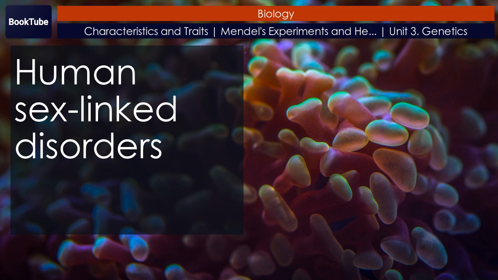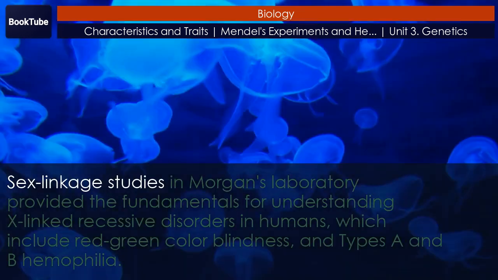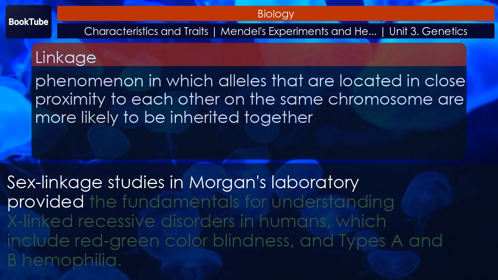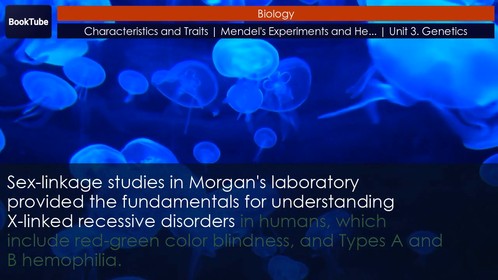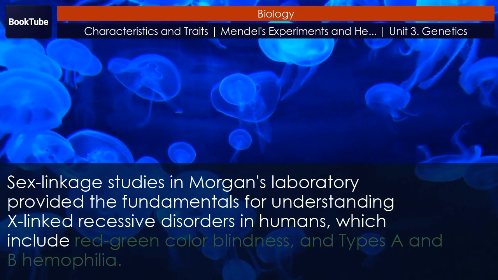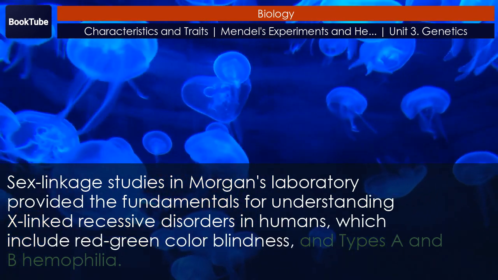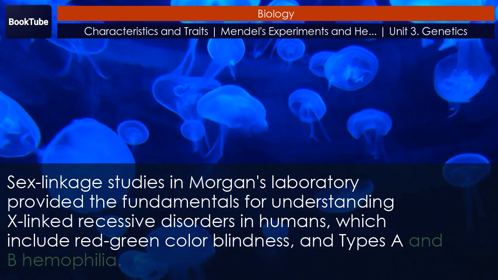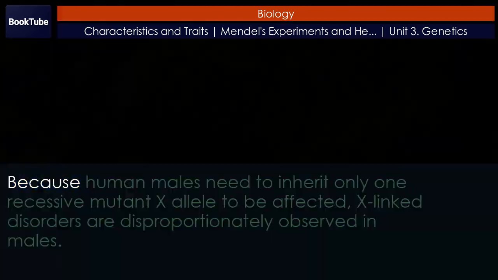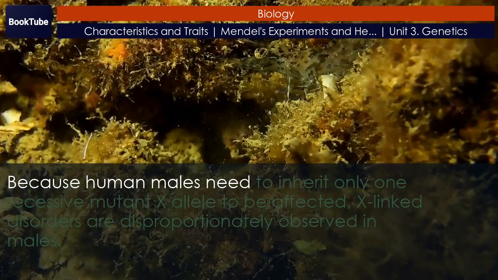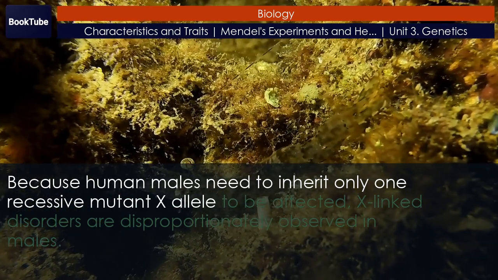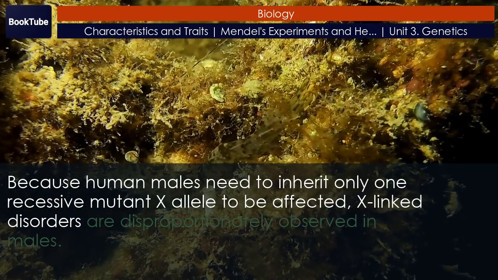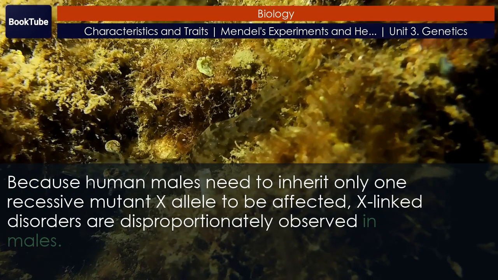Human sex-linked disorders. Sex linkage studies in Morgan's laboratory provided the fundamentals for understanding X-linked recessive disorders in humans, which include red-green color blindness and types A and B hemophilia. Because human males need to inherit only one recessive mutant X allele to be affected, X-linked disorders are disproportionately observed in males.